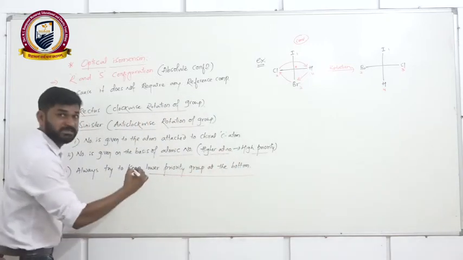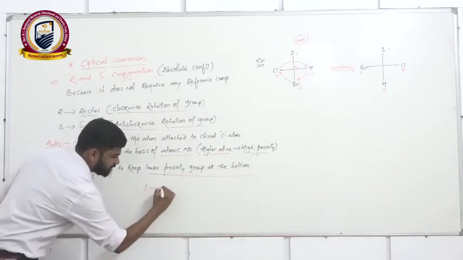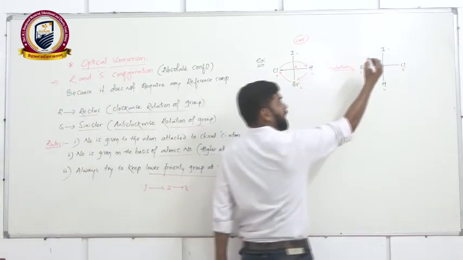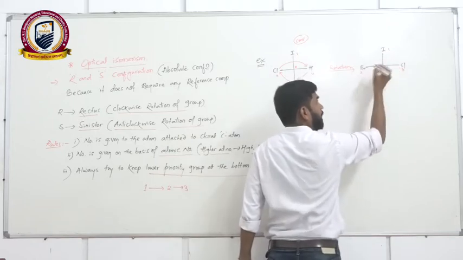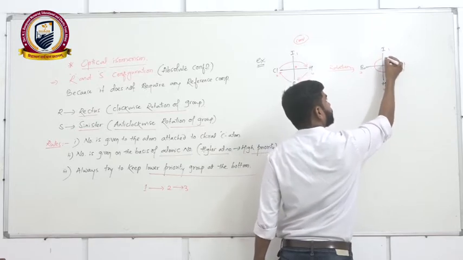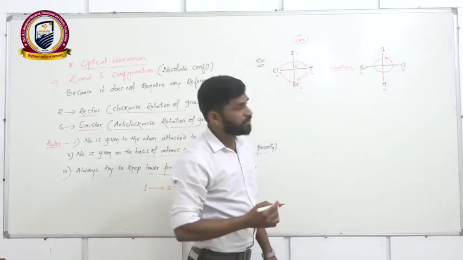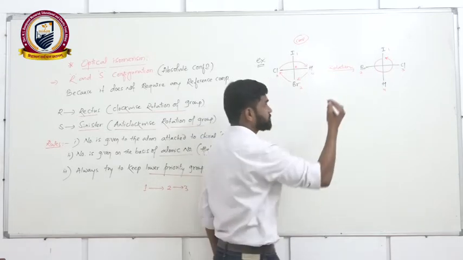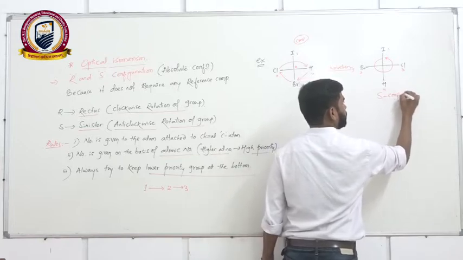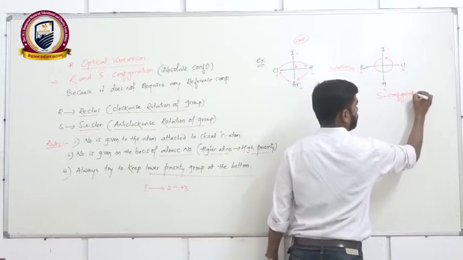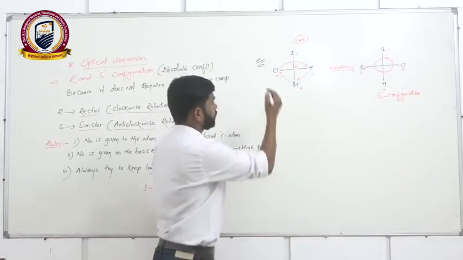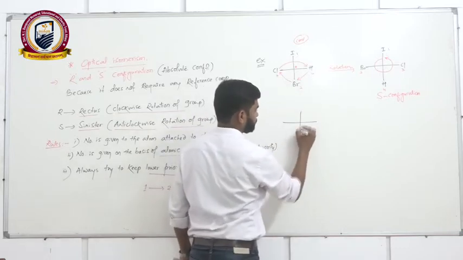Now go for the rotation. Rotation should take place in this way. First, second, and then what? Third priority. Okay. So here iodine will have what? First priority, bromine will have what? Second priority. Therefore the rotation will be in this way. So is this a clockwise rotation or anti-clockwise rotation? It is an anti-clockwise rotation. Therefore this will be called what? S configuration. Okay.